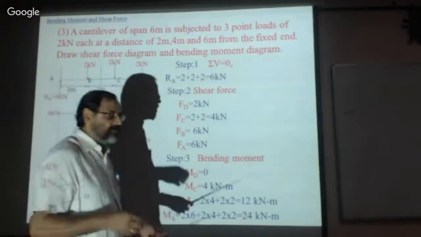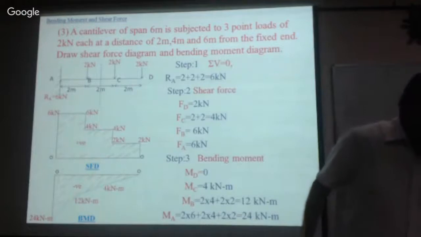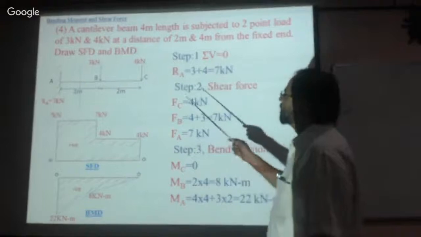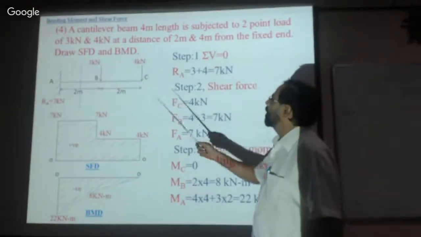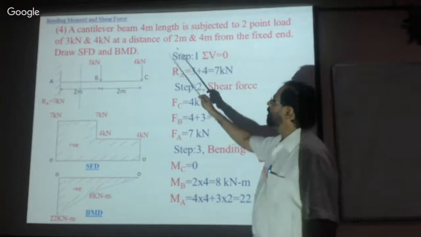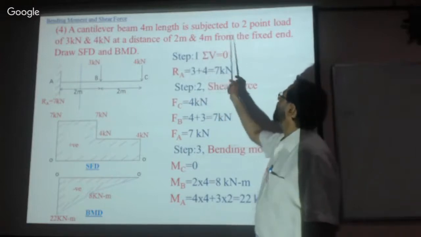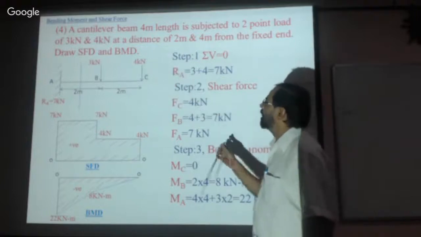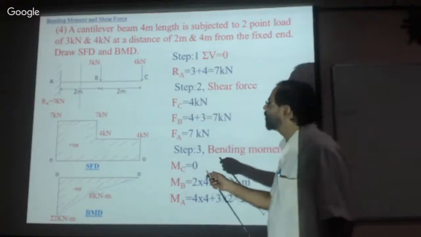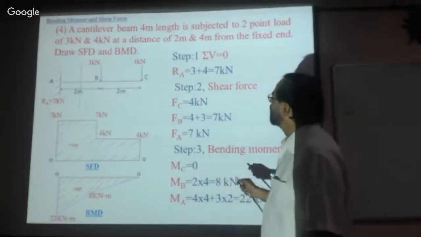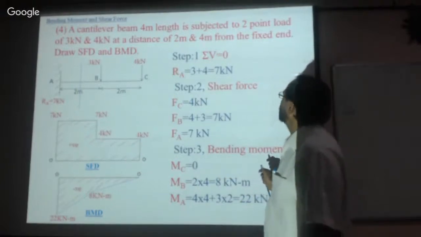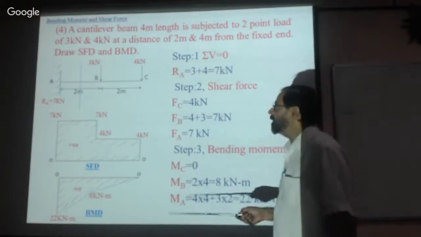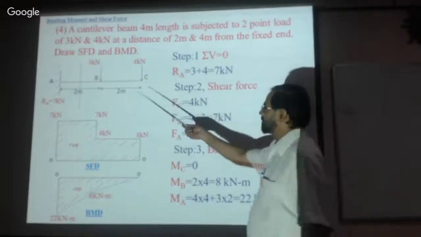Let us discuss one more problem, and it will be a little more clear. Now again, problem 4: a cantilever beam 4 meter long is subjected to 2 point loads of 3 kN and 4 kN at a distance of 2 meter and 4 meter from the fixed end, isn't it? Draw SFD and BMD. See, for example, plot the diagram first, isn't it?